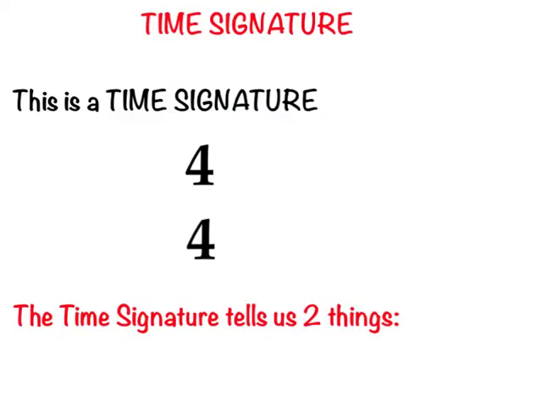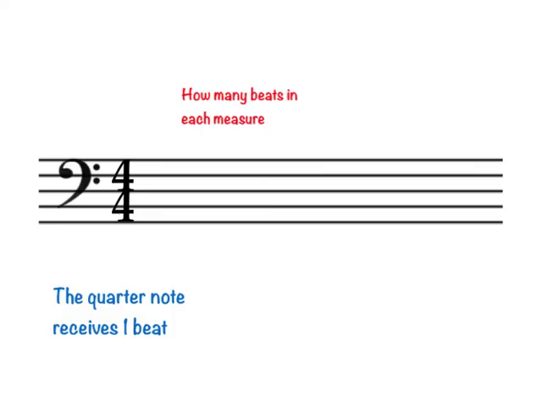This is a time signature. It is two numbers on top of each other. It looks like a fraction without the fraction bar. The time signature tells us two things. It tells us how many beats are in each measure. The top number tells us the number of beats in each measure. It also tells us that the quarter note receives one beat. The bottom number tells us the quarter note receives one beat.